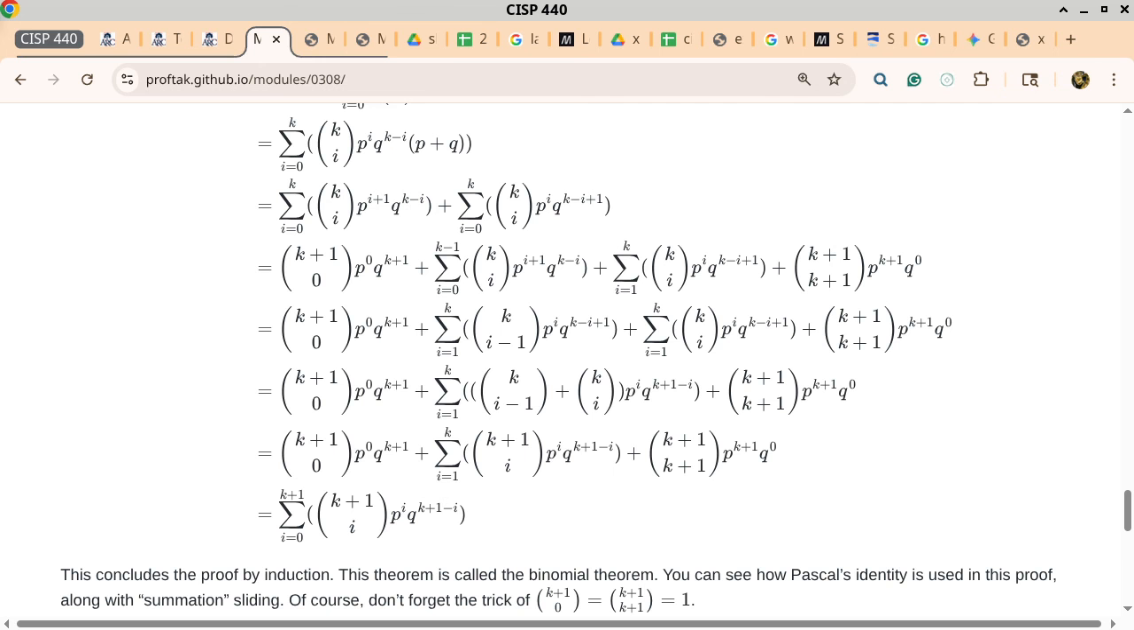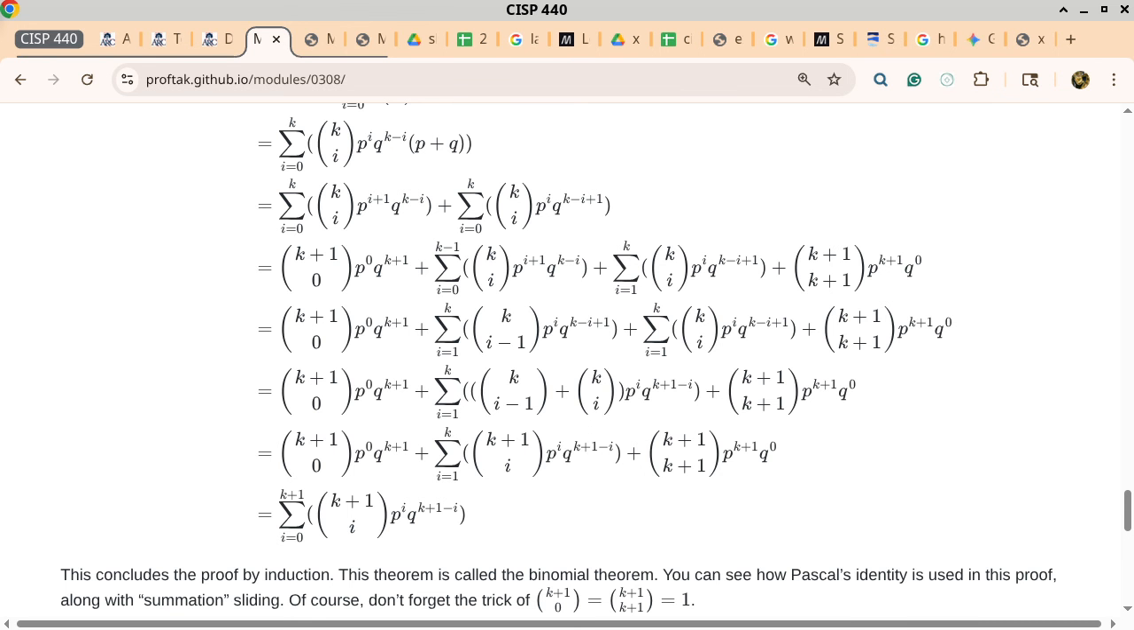And now we go like, oh, well, in that case, this term is really the same thing as this term here with i equal to 0. This term over here is the same thing as this term when i equals k plus 1. Well, let's make one big happy family and we are done.